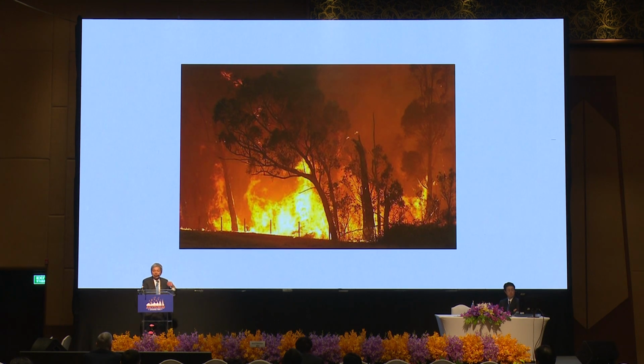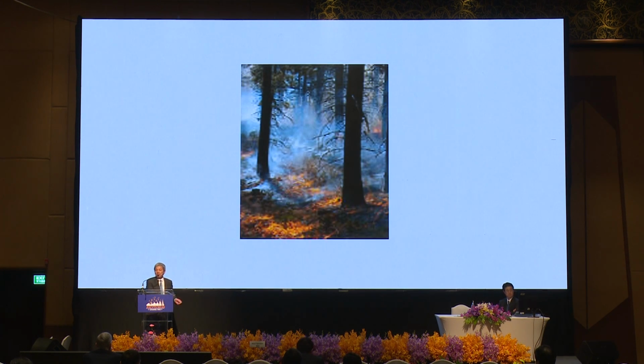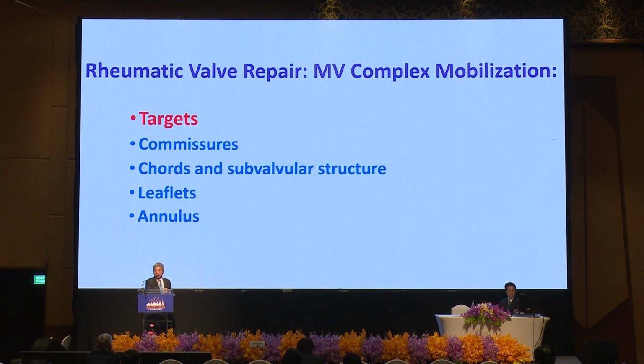And when rheumatic disease comes, it's like a bushfire, like an endocarditis fire, burning everything. And the residue is just unpredictable: totally burned, partially burned, damaged, bent, everything. So one by one, we need to restore it back. And then the targets are commissure, cord, subvalve, leaflet, and annulus.